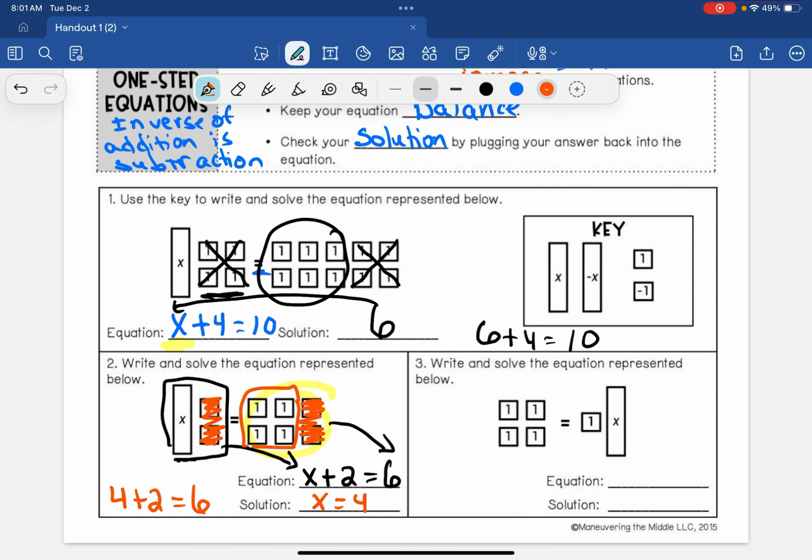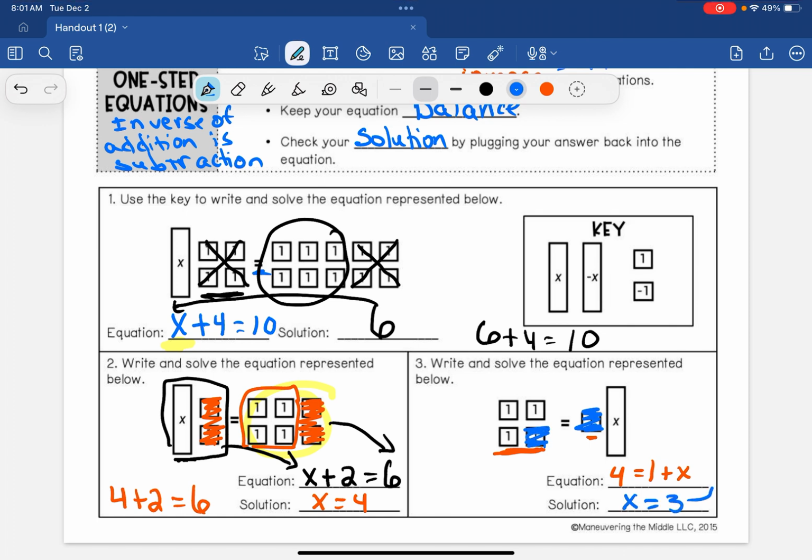Now, x does not always have to be on the left-hand side of the problem. So if we look here, we're now starting with 4, and that's going to equal 1 plus x. And then we have to solve it by doing the opposite. So the opposite of addition is subtraction. So we're going to take away. We want to get x by itself, so we take away 1 from x, which means we take away 1 on the other side. So we have x equals 3.